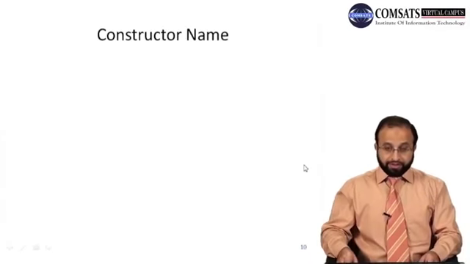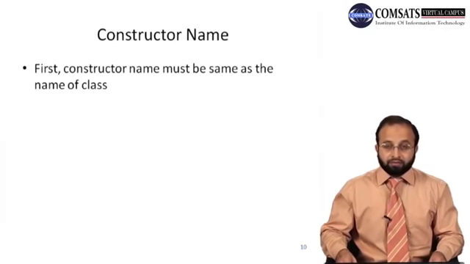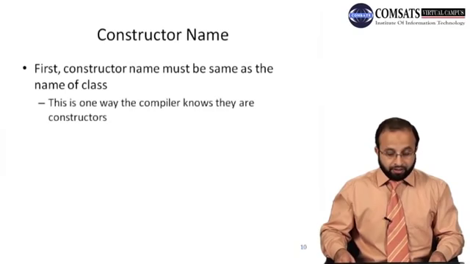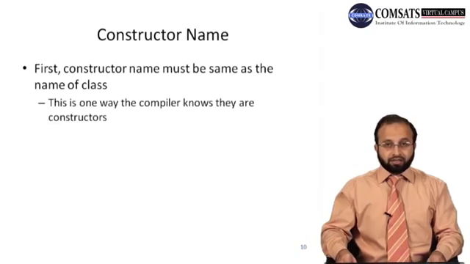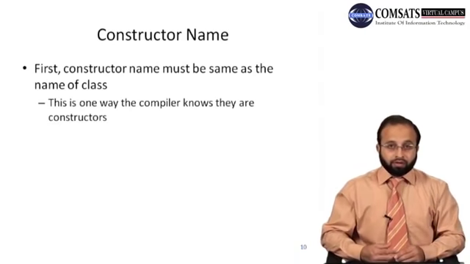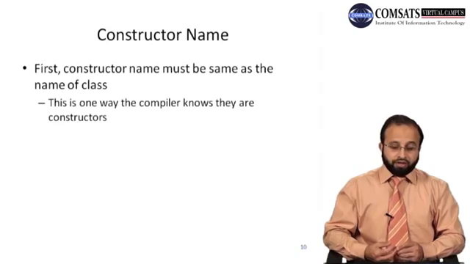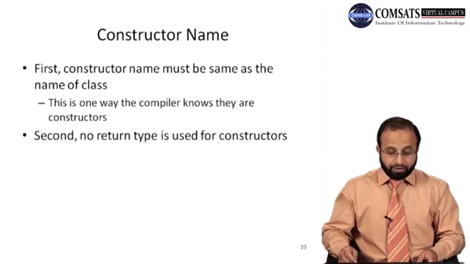Okay, now the constructor name. First, constructor name must be same as the name of the class. This is one way the compiler knows that they are constructors. So compiler has to identify the constructor from the set of the public functions in the definition of any class. So how can it identify? The one way is the constructor name is same as the name of the class, and second, no return type is used for the constructor.